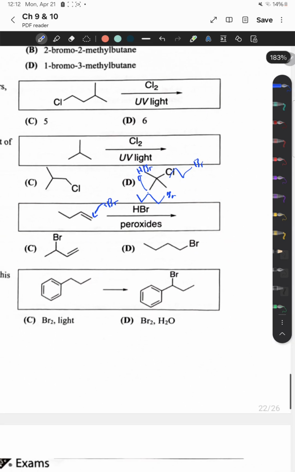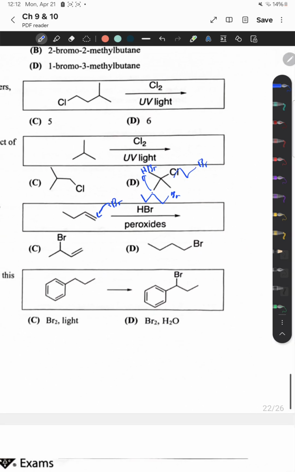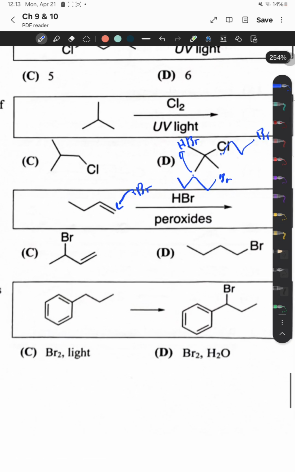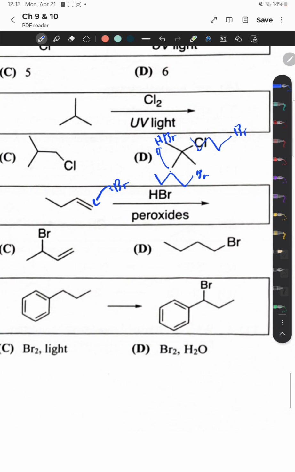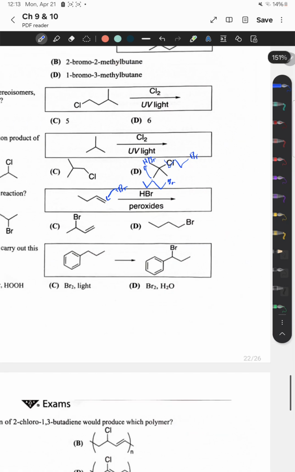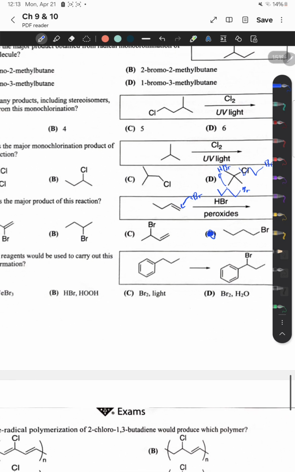Therefore, our answer... Hold up. Okay, I cut off a couple of them, that's why. There we go. 1, 2, 3, 4. Therefore, our answer is D.